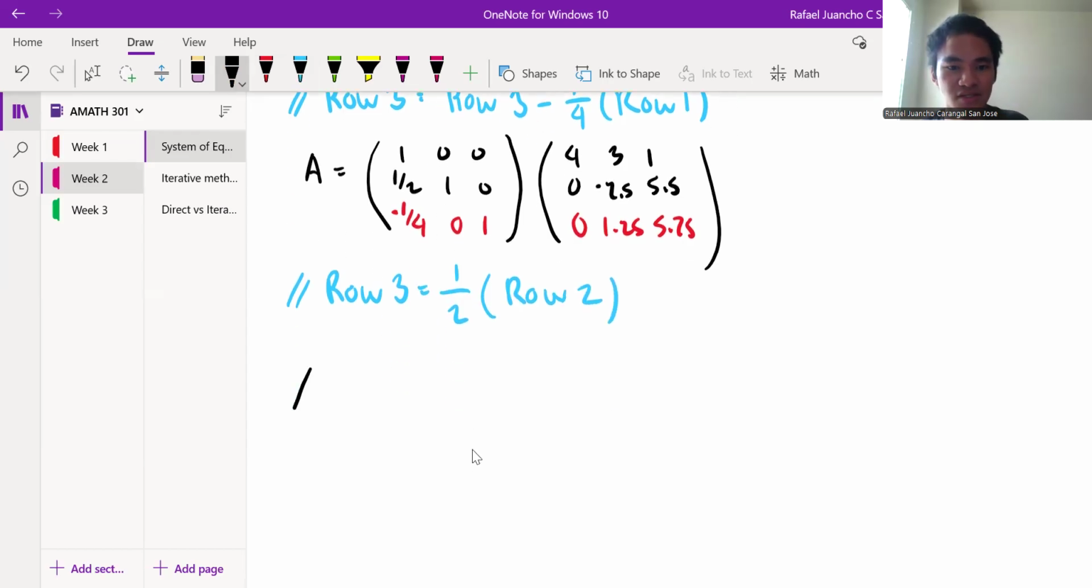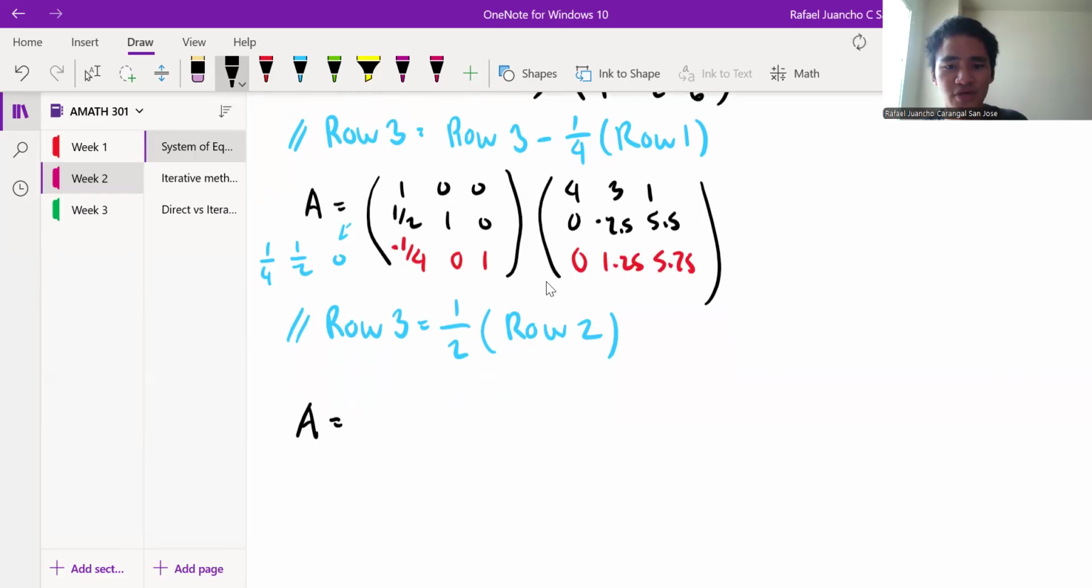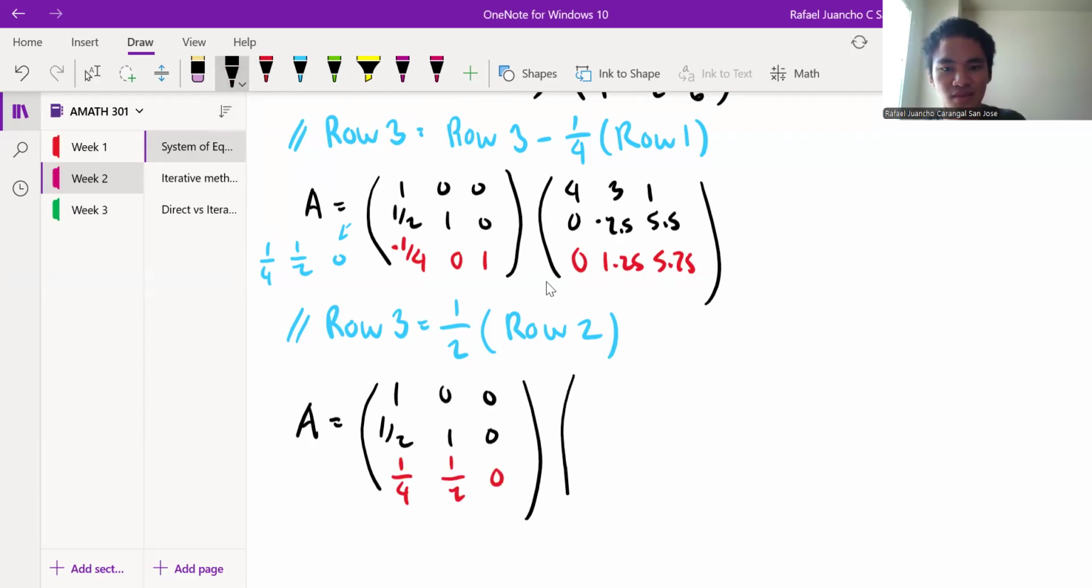So let's see what that looks like. So if I multiply 1/2 to my row 2, here I'm just looking at this. I get 1/4, I get 1/2, I get 0. Done. And I put that to row 3, right? So I have 1, 0, 0, 1, 1/2, 1, 0, and then my change, which is in row 3. So I changed it to 1/4, 1/2, 0. Okay, cool. Now I do the next one.